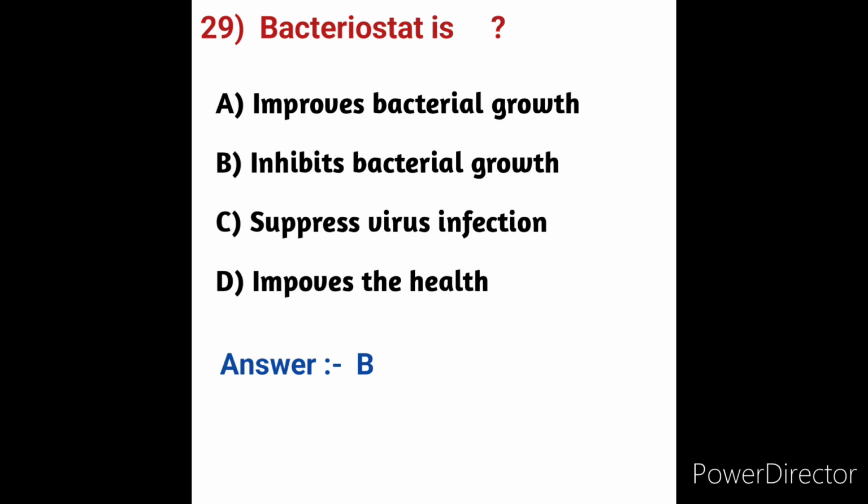For example, bacteriostat antibiotics suppress the growth of bacteria, such as tetracycline, one type of antibiotic, and also clindamycin, also one type of antibiotic to inhibit the bacterial growth.